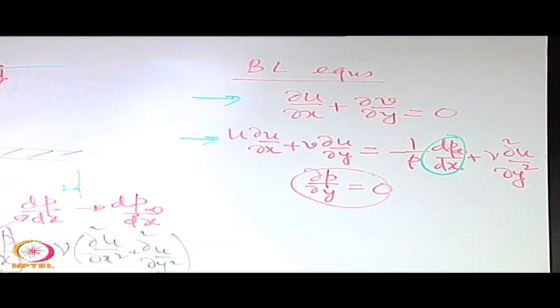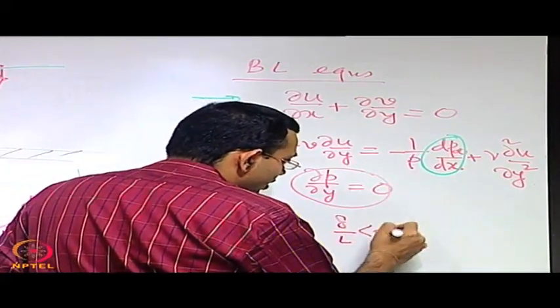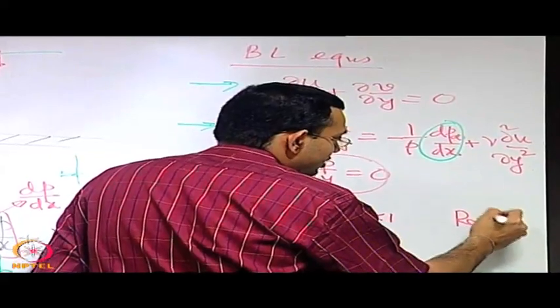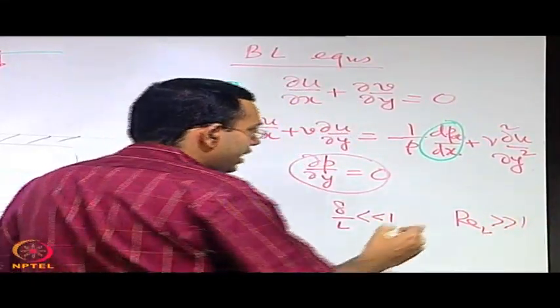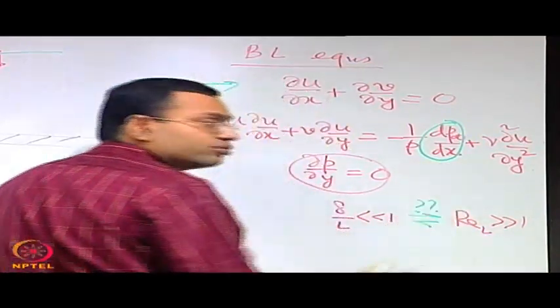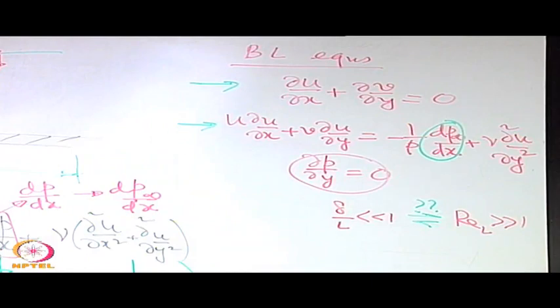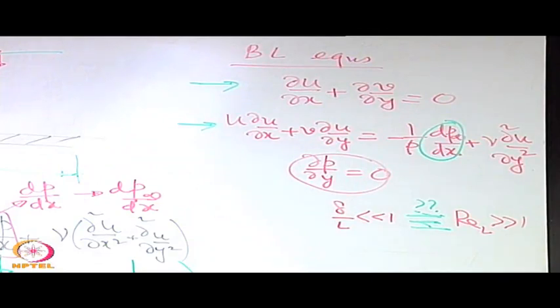What are the assumptions that we considered for this, other than rho equal to constant and steady? The special boundary layer assumptions: delta by L is much less than 1 and Reynolds number is large, much greater than 1. And so now the question that we would like to answer is whether they are equivalent to each other, does one follow from the other? That is the question that we would like to answer.